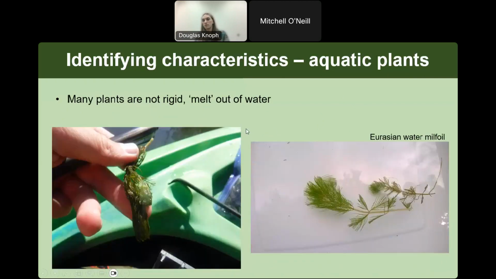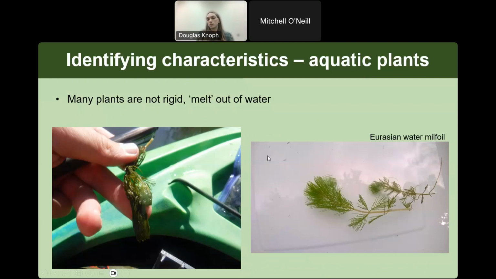Another reason why having them in water while you're trying to photograph them is many plants tend to kind of flop over and melt. So again, this is two pictures of your Eurasian water milfoil. The one on the left looks more similar to a pile of cooked spinach. You can't really see any of the distinct identifying features on it, whilst the one on the right there is a lot more easy to see all the different features.